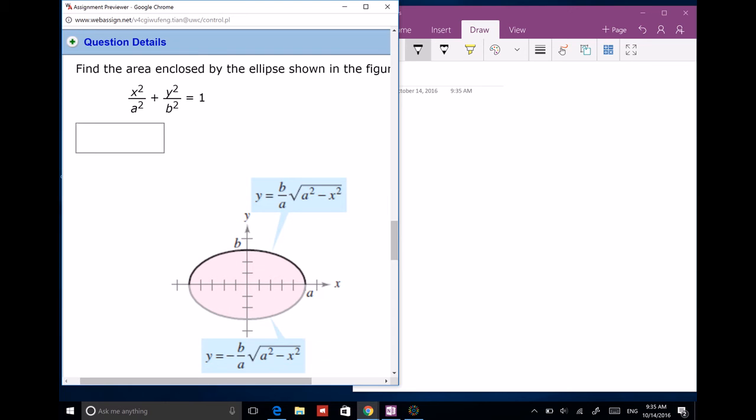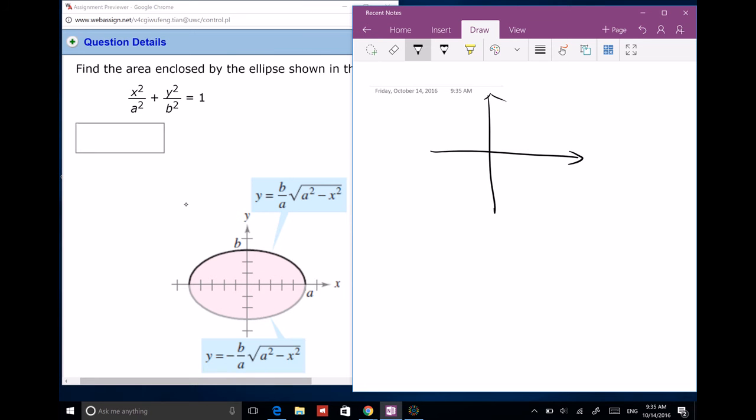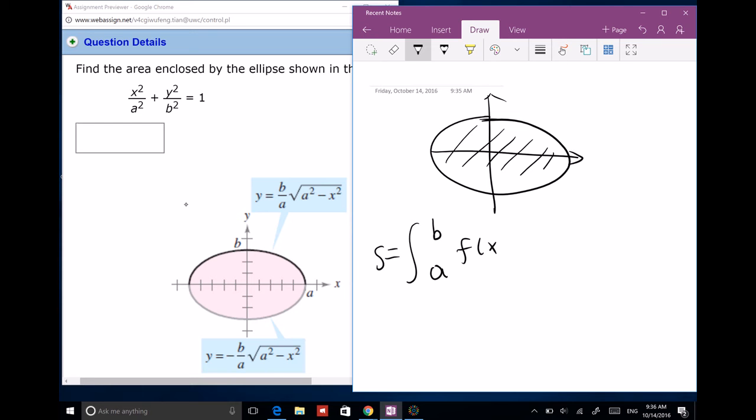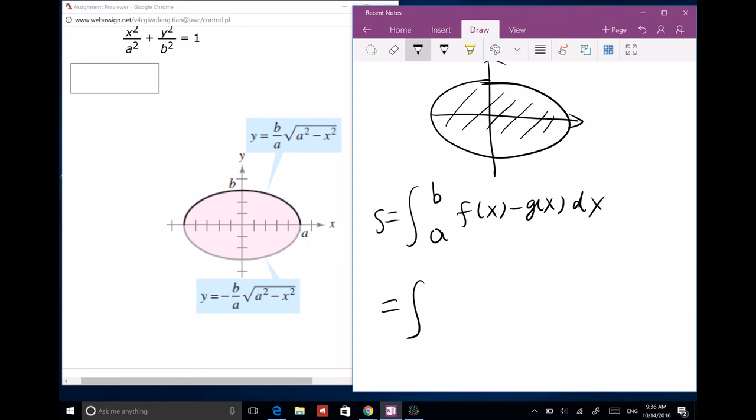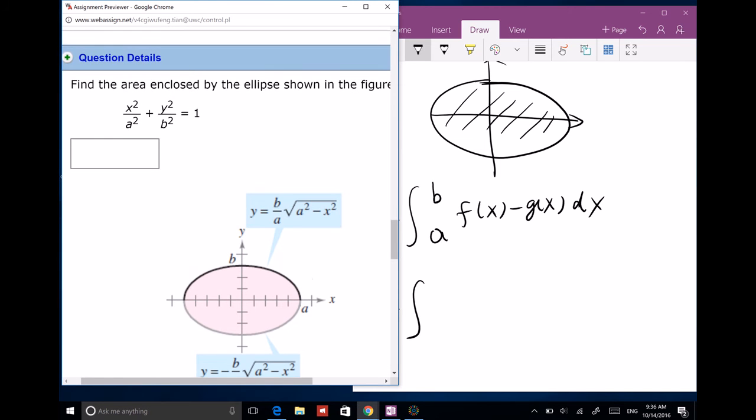Okay, so number 16 is find the area enclosed by this one, the area. Okay, so the area formula is from A to B, f(x) minus g(x) dx. So from this picture, can anyone tell me what the boundary is? If I do horizontal direction, what is my boundary? Negative 5 to 5. We don't have 5. I mean, negative A to A, right?